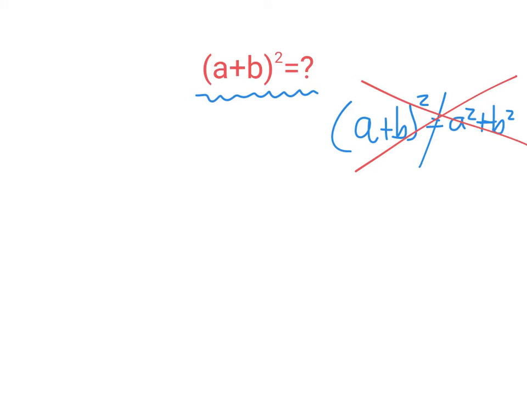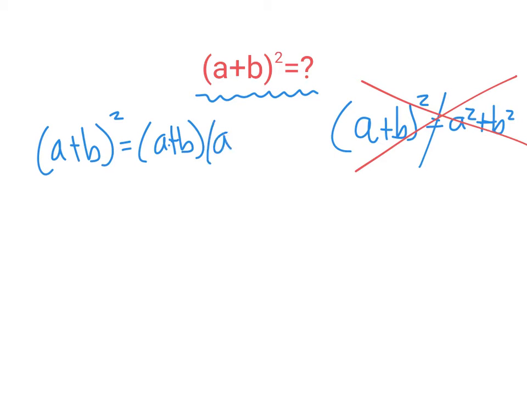All right, so let's see if we can prove that to ourselves and verify what it is. Well, first of all, (a plus b) squared is (a plus b) times (a plus b), because squaring means multiply something by itself. Now we want to get a rule here so that we don't have to write this out every time. So let's simplify this.